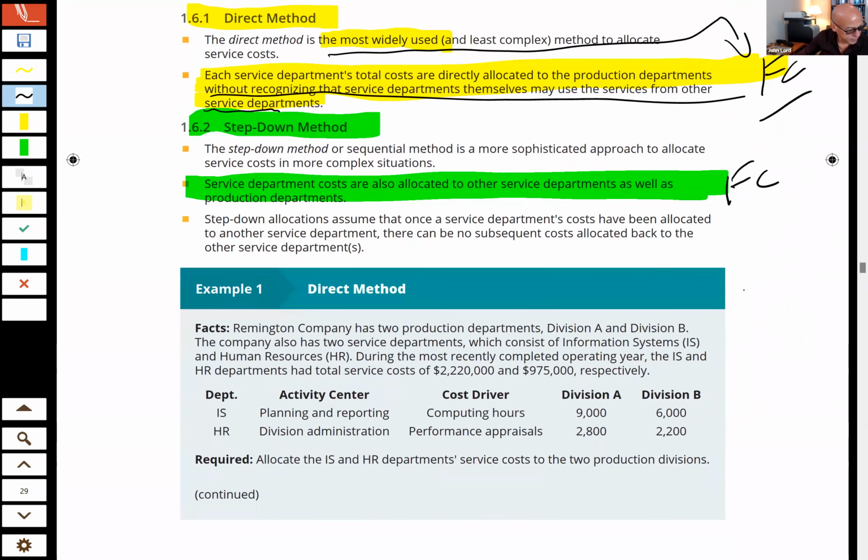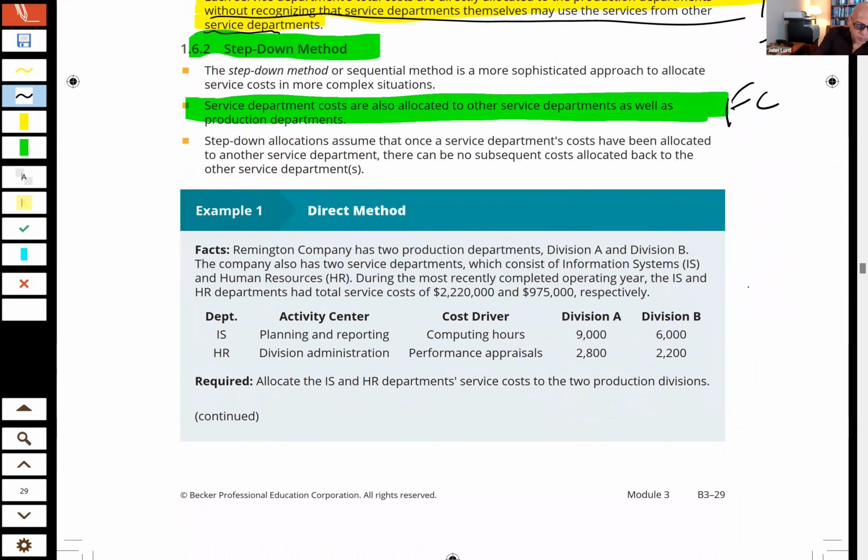So let's go ahead and let's take a look at this example, pretty good little example here. And we have the Remington Company has two production departments, Division A and Division B. Okay, there they are. The company has two service departments, the information system and the human resources.